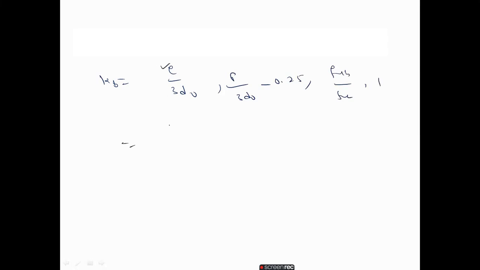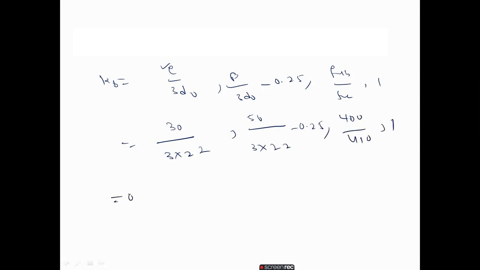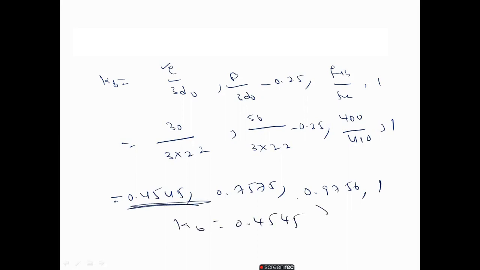Here E is nothing but 30, and 3 into the hole diameter is 22. Again, P is nothing but 50, so 3 into D naught, 22, minus 0.25. FUB is 400 by 410. Then 1. So you will get the answers 0.4545, 0.7575, 0.9756 and 1. From these, for the KB value we will take the minimum value. So here KB equals 0.4545.